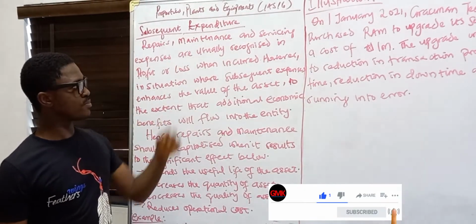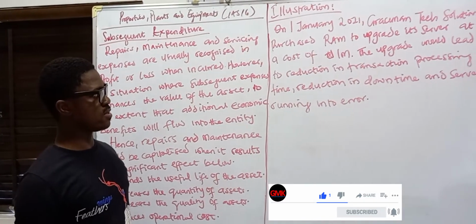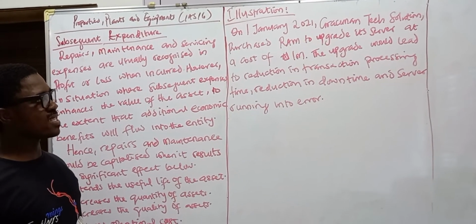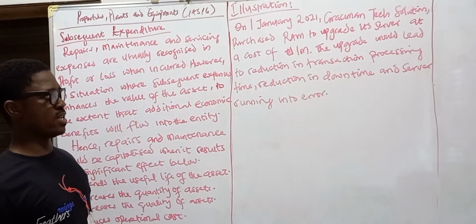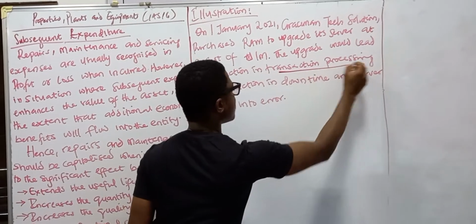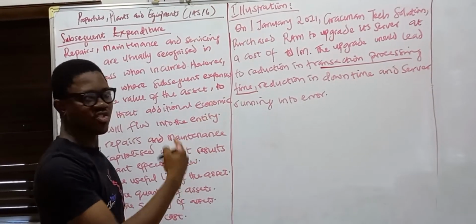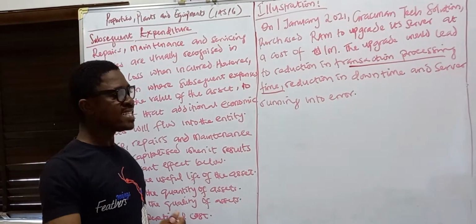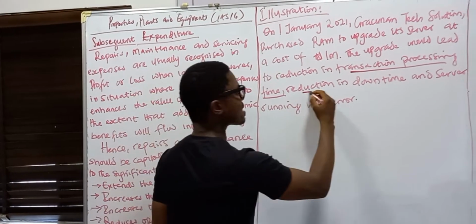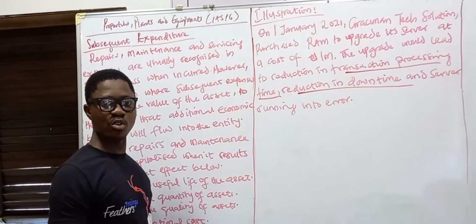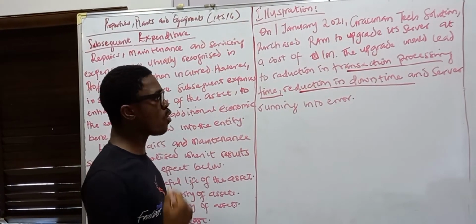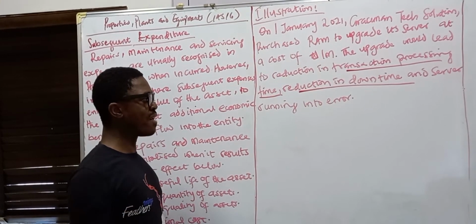So we go to this illustration. On the 1st of January 2021, Graceman Technology Solution purchased RAM to upgrade its server at a cost of 1 million naira. The upgrade will lead to the reduction in transaction processing time. That simply means that it has increased the quality of service. Reduction in downtime. That also has to do with what? Increase in what? In quality. It also reduces the server running into error.